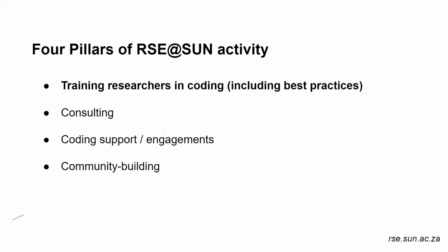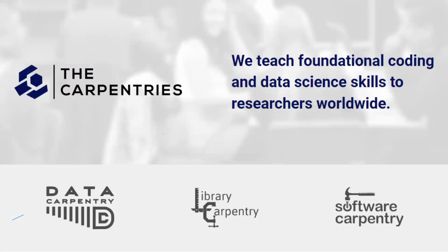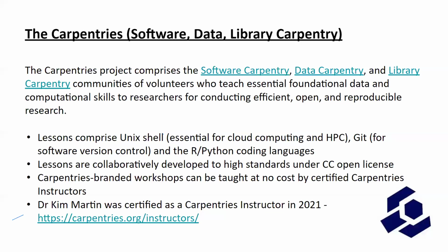And just to give examples, when it comes to training researchers in coding, the Carpentries is a nonprofit organization that trains people to train researchers in these basic skills. It comprises Software Carpentry, Data Carpentry, and Library Carpentry. These have different focuses, but they basically give basic fundamental computational skills to researchers, including things like how to use the Unix shell, how to use Git, and how to use R or Python. And these lessons are made available under an open license, so anyone has access to them.